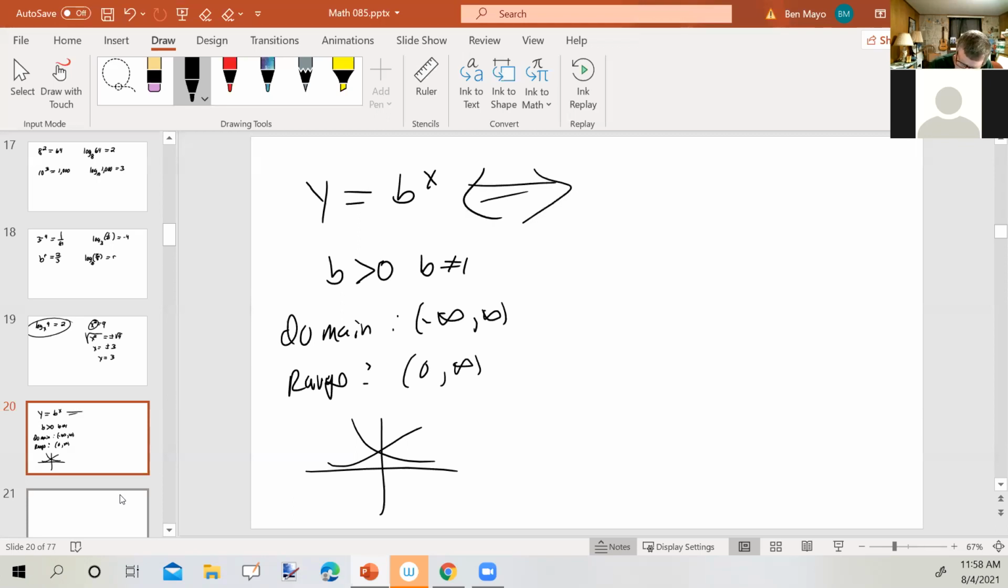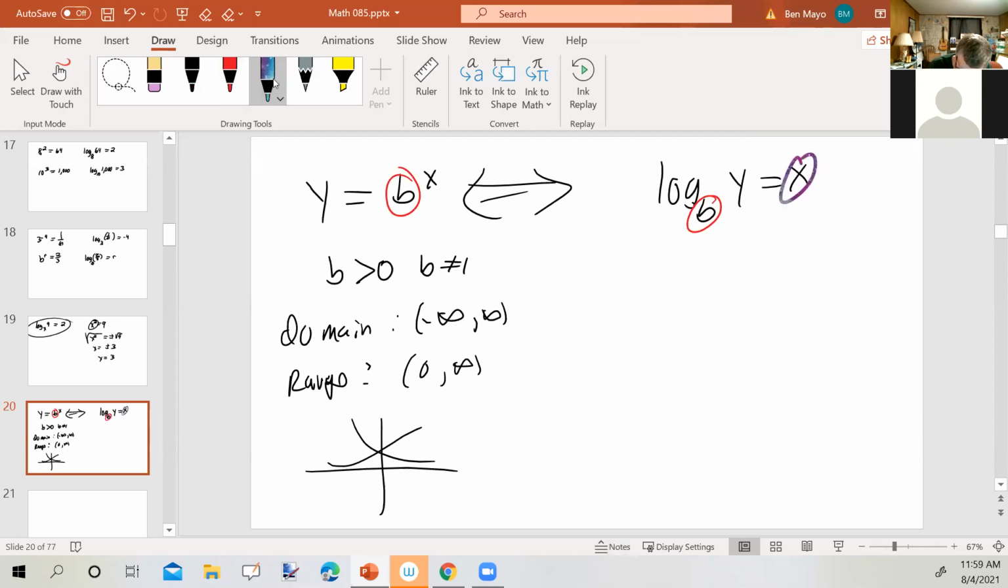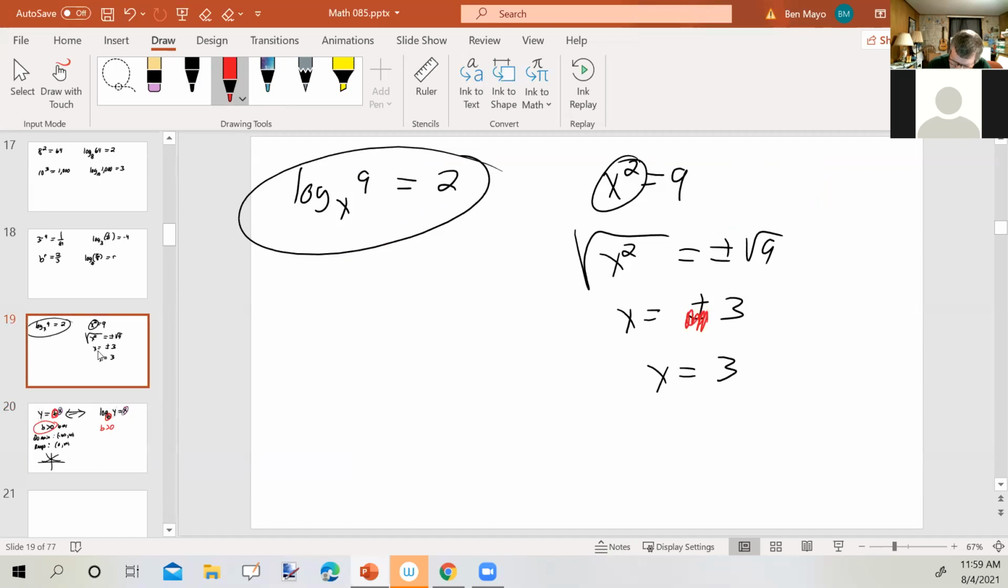Now, let's take this and let's change it into a logarithmic equation. Log base b of y equals x. Well, this b is the same as that b. This x is the same as that x. This y is the same as that y, because we've changed form, but it still has the same restrictions to each thing, okay? So over here, we said b has to be greater than 0. So that means over here, b has to be greater than 0.